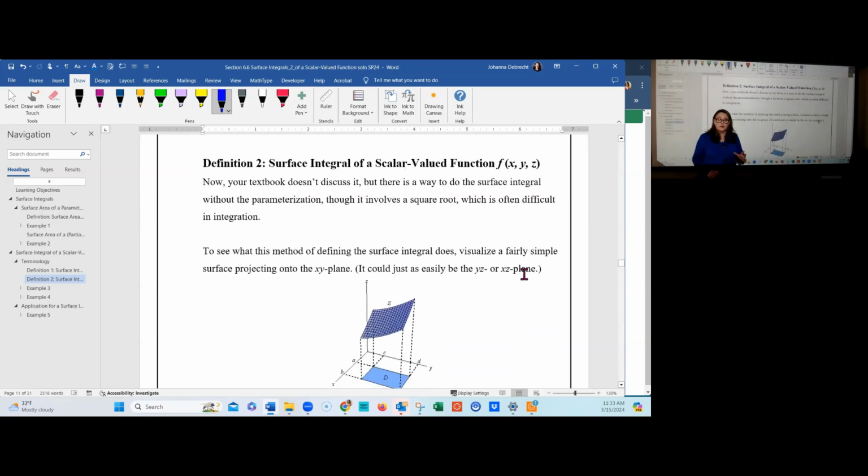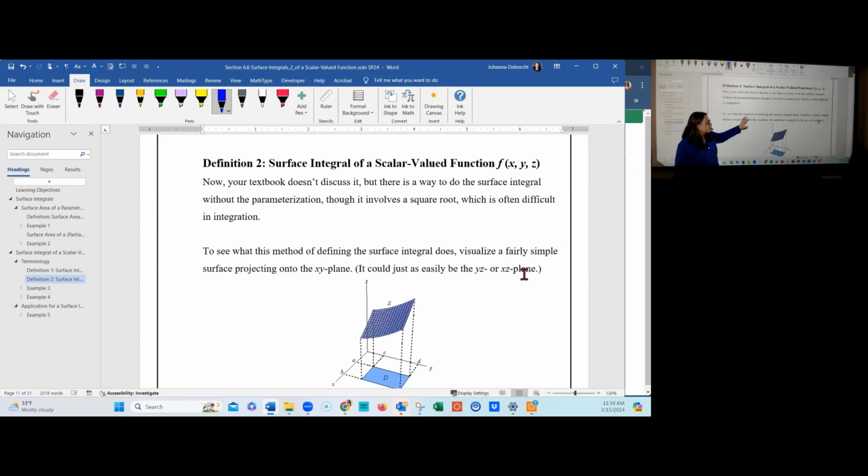But I will warn you that this method involves the square root. And the square root often makes it difficult to actually do the integration. So in most cases, it is far better to parameterize the surface and use f of r of u and v multiplied by the magnitude of the cross product. Let's take a look at what this second method does.